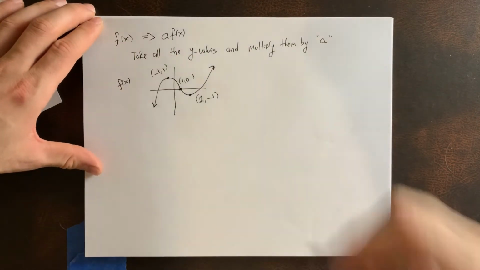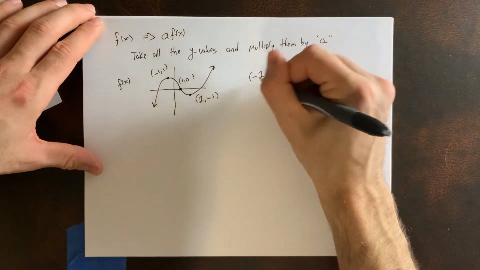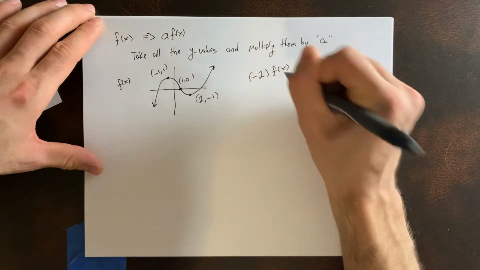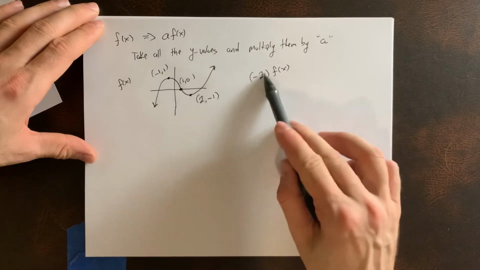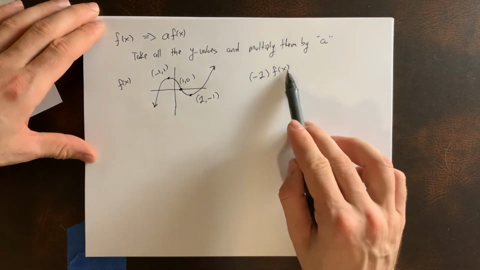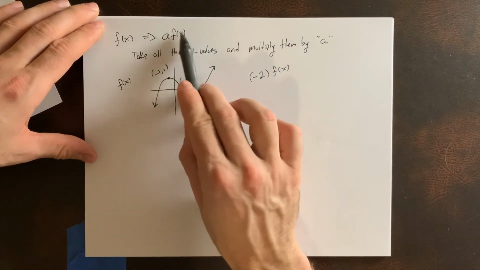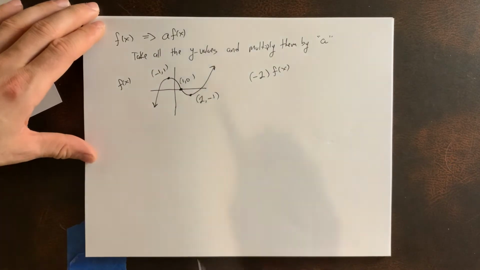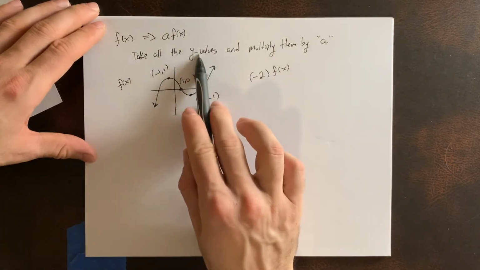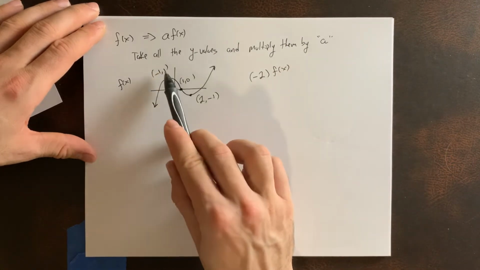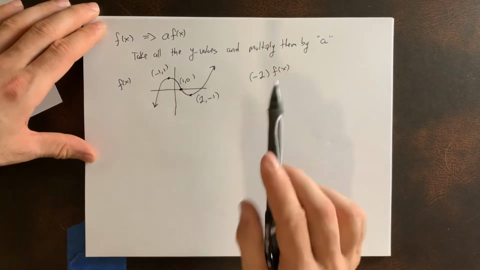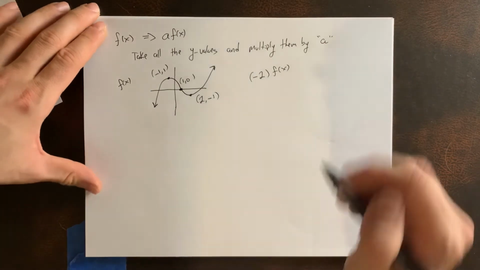Now let's say we want to find the graph of -2 times f of x. So here that a is -2. This is just some number, -2, and we're multiplying it by f of x. So here's our f of x, we're multiplying it by a number. And this is telling us that we take all of our y values and multiply them by that number. So let's take all of our y values here, this 1, this 0, this -2, and multiply them by that number.